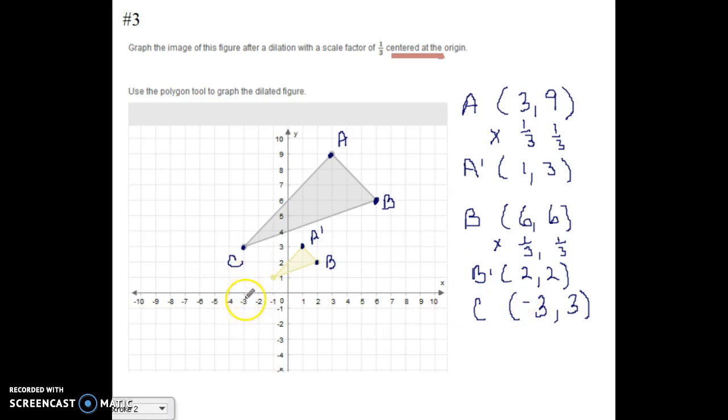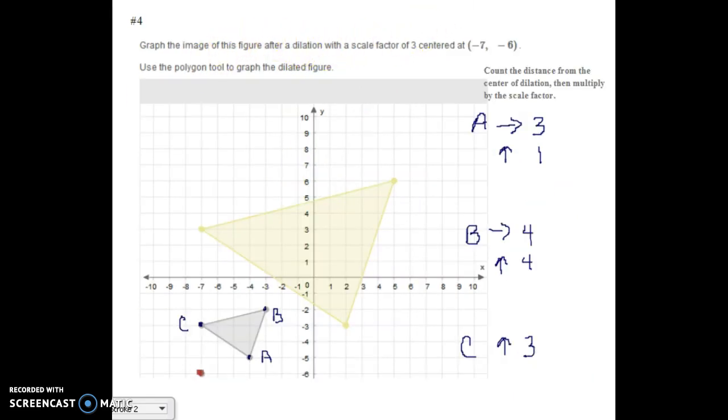And C, if you notice, is at negative 3, 3. I'm going to multiply x and y coordinate by 1/3. And so for C prime, negative 3 over 3 is simply going to give me negative 1, and then 3 over 3 is positive 1. So if I go to negative 1, positive 1, here is my C prime. And so then you are able to connect your points. And you can see that this triangle is 1/3 the size of the original.